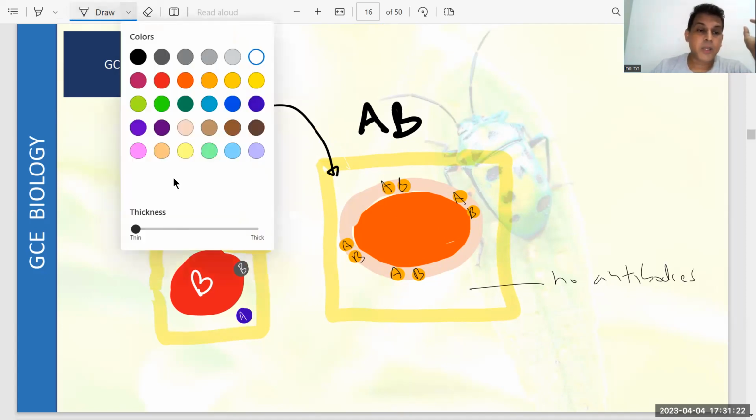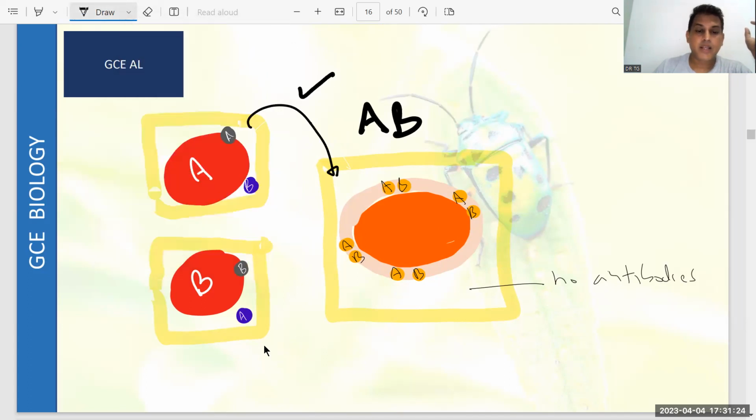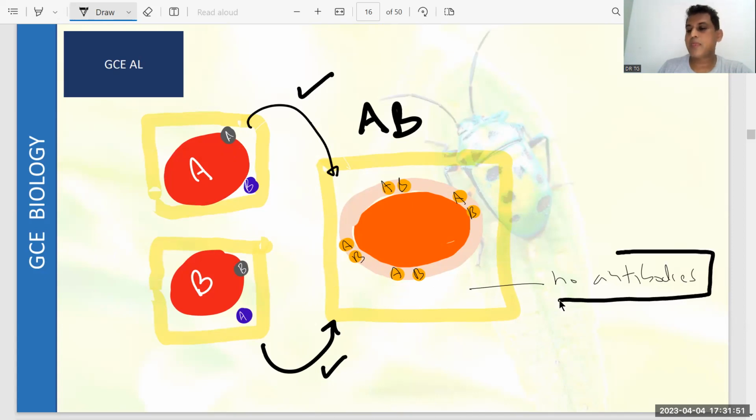Now this is possible, and this is also possible. Because if A blood is mixing with AB, AB has no antibodies, no recognition. If B comes, no recognition. AB can't recognize because they don't have antibodies.